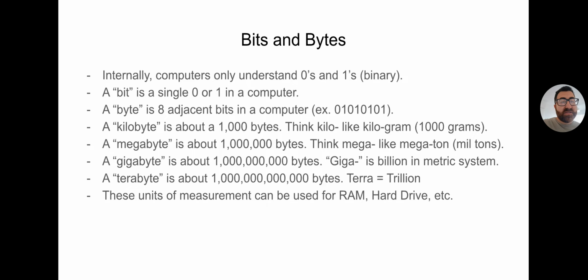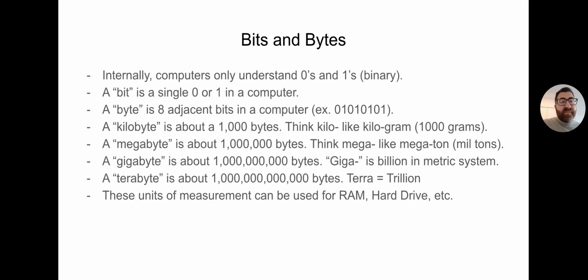Or you might look at your phone, like your iPhone, and they might say, this iPhone has 200 gigabytes of storage. So giga is billion, so that's 200 billion bytes of storage in your iPhone. Same thing with Android. They might say this Android has 4 gigabytes of RAM and 100 gigabytes of hard drive disk storage. So those are bits and bytes.